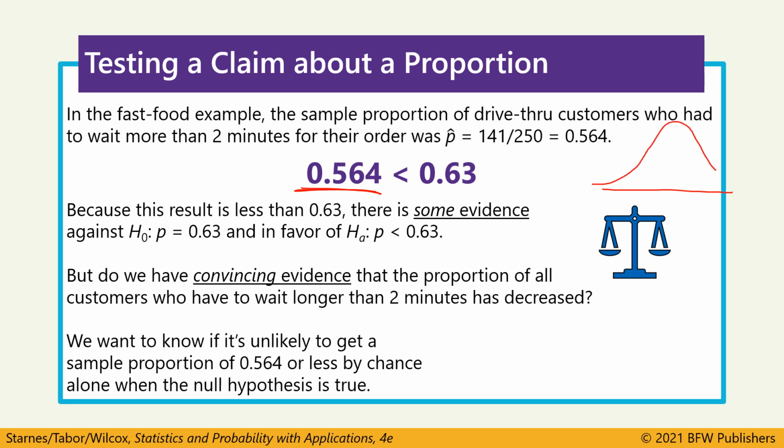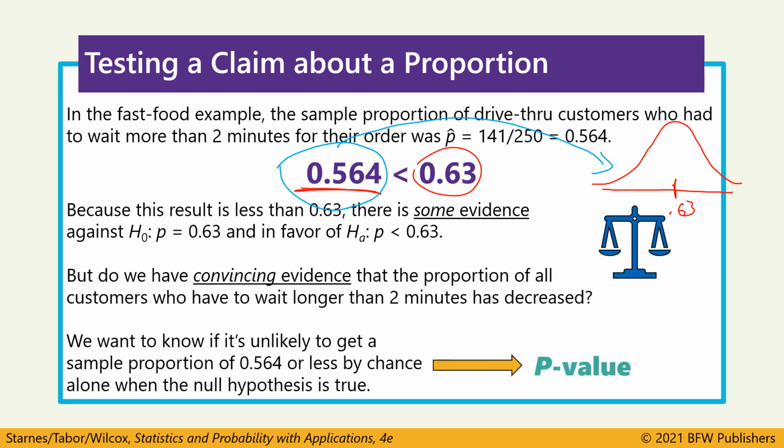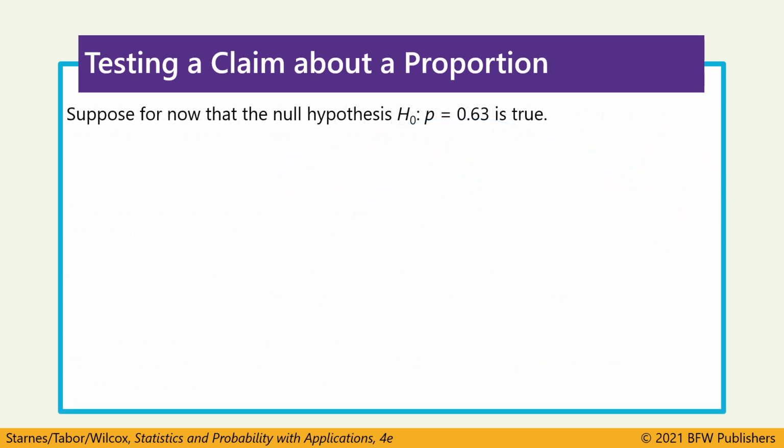So if we made a normal curve centered around that null hypothesis, 0.63 would go right in the middle of this curve. If we looked at 250 orders, sometimes we'll get a little more, sometimes we'll get a little less than 63%. Where would this fall on this curve? How likely would it be? That would be the p-value for this problem. And this is where we start combining different elements of the course into one single problem.